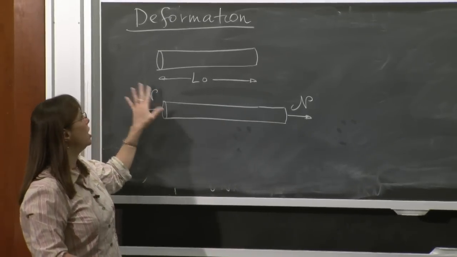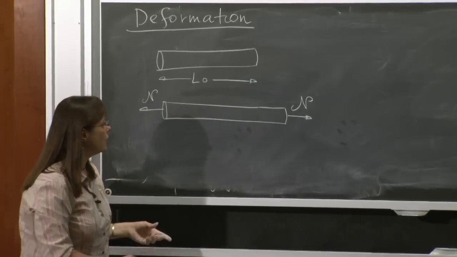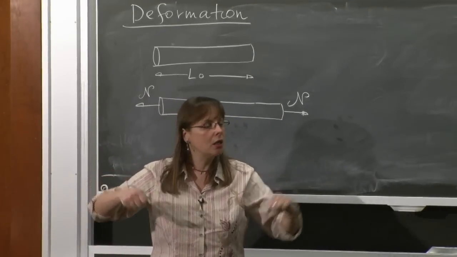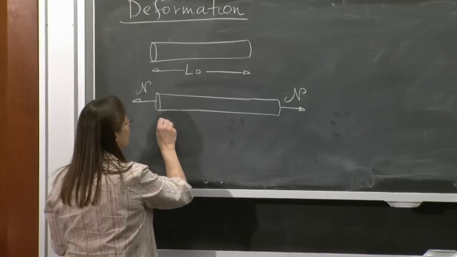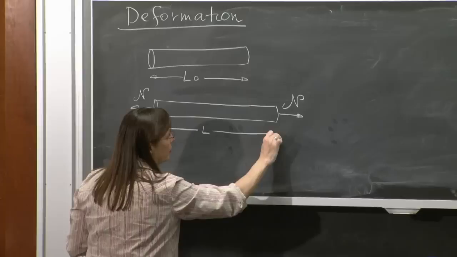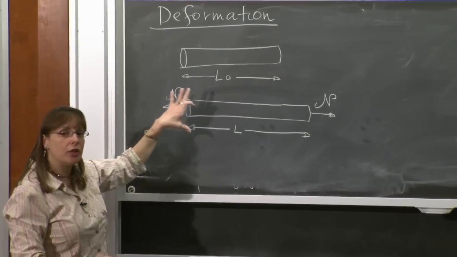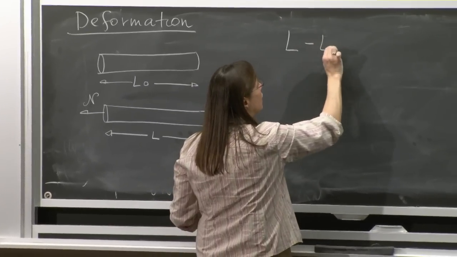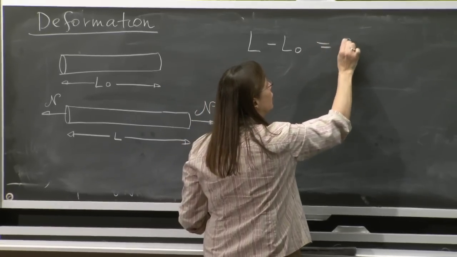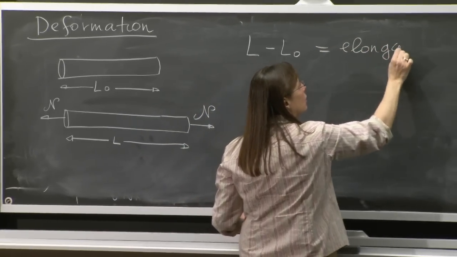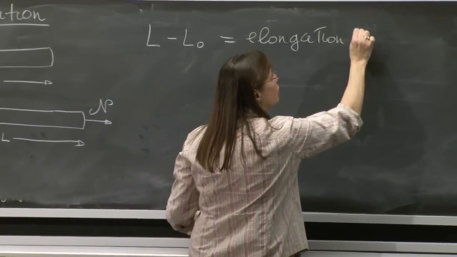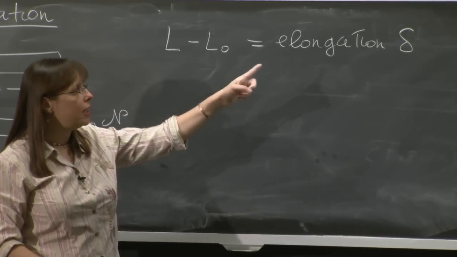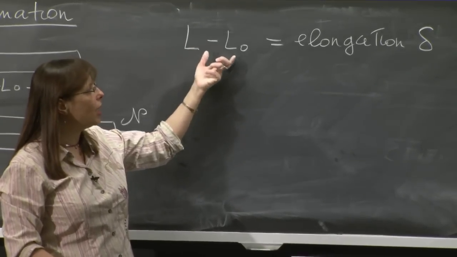But to simplify our idea, let's say that we have a bar. Initially, the length is L0, and then I pull on the bar. I pull on the bar, and the bar gets longer. And the length of the bar after it deforms, let's call it L. The change in length of the bar, the deformed length of the bar minus the initial length of the bar, is called the elongation of the bar. And we use the symbol delta for elongation. The elongation of the bar is delta. It's simply equal to the final length minus the initial length.